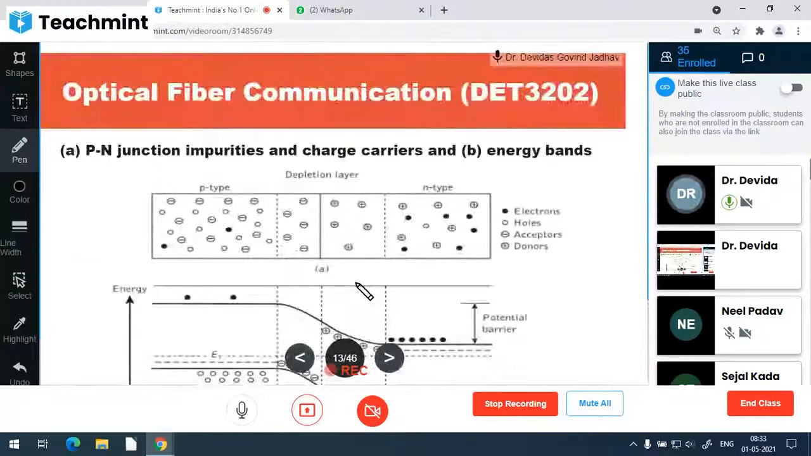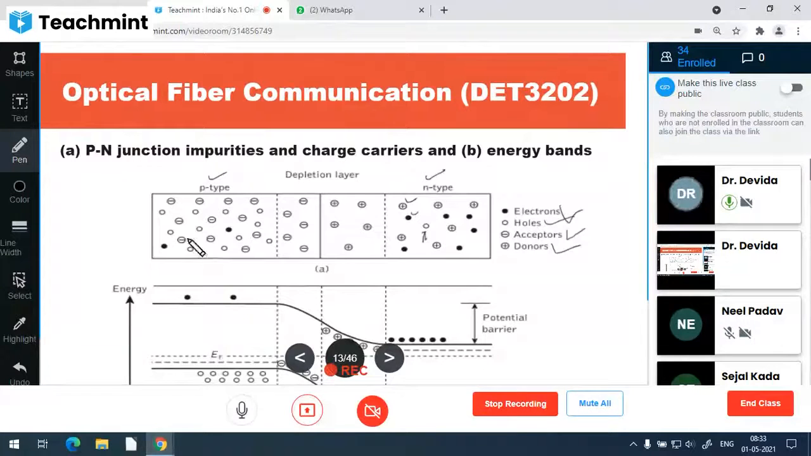In the p-n junction, impurities, charge carriers as well as energy bands are shown. As we know, here the electron is a filled circle, holes are empty circles, acceptors are minus sign circles, and donors are plus sign circles. And we know N and P are extrinsic semiconductors, and N has a large number of donor ions because of the large number of electrons donated by these ions. So a large number of electrons are present. Holes are also present in the N type as minority charge carriers.